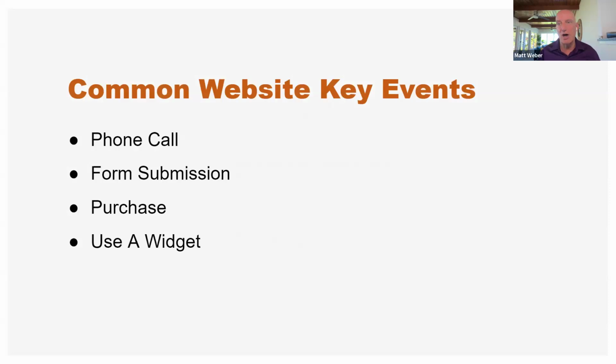And some really common key events are phone calls, form submissions, purchase, or maybe use a widget. For example, we have a landscape client and they really want people to use their mulch calculator, which helps people calculate how much mulch they need. And if they use that widget, they've got like a 95% probability of then doing business with that vendor. So that's what they want, is they want you to use that widget. But whatever it is for you, that's your key event.